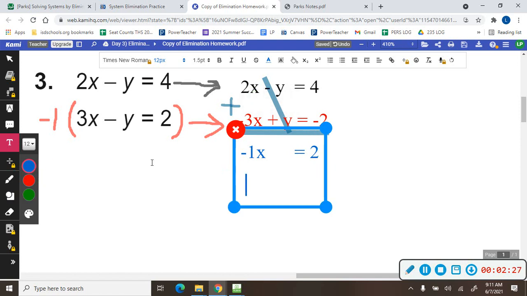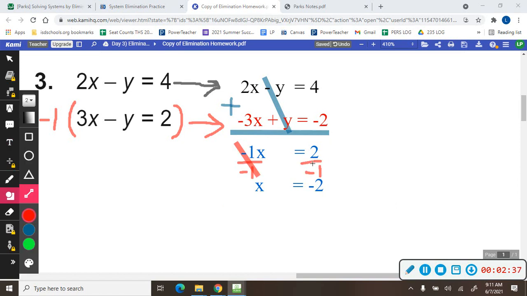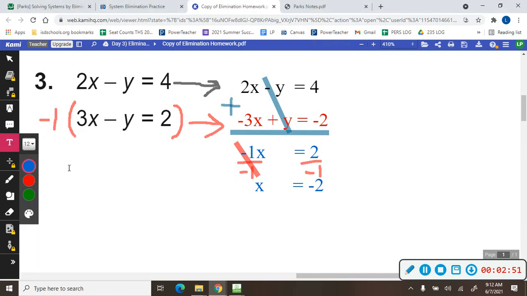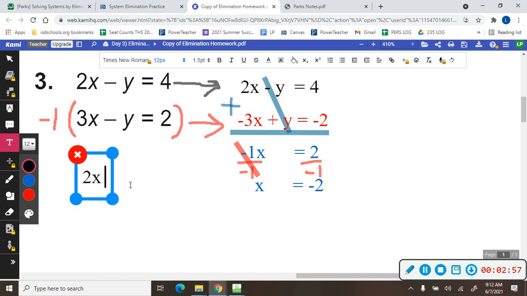Divide both sides by negative 1, and you get x equals negative 2. So I divided both sides by negative 1. 2 divided by negative 1 is negative 2. So I just found that these two lines intersect at x equals negative 2. I then go back and pick either equation 1 or equation 2, your choice. I'm going to pick equation 1, and I really have no good reason. They're pretty much the same equation. I know that if you take 2 times x and subtract off your y, you get 4.